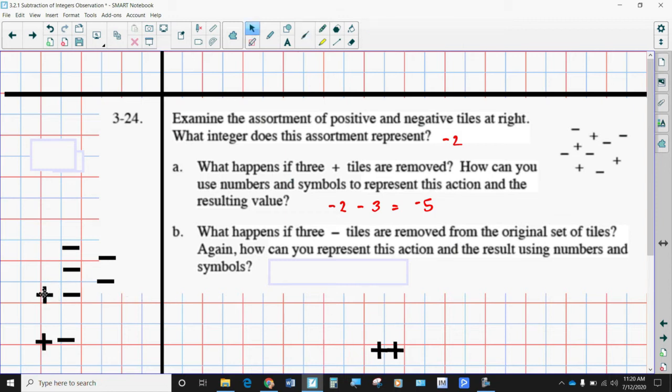Okay? I'll put these guys back to where we started. Move you up a little bit. All right, let's take a look at this one.